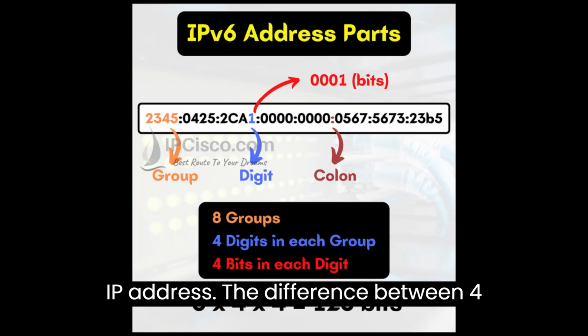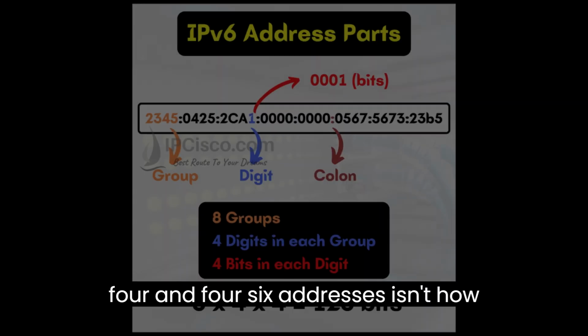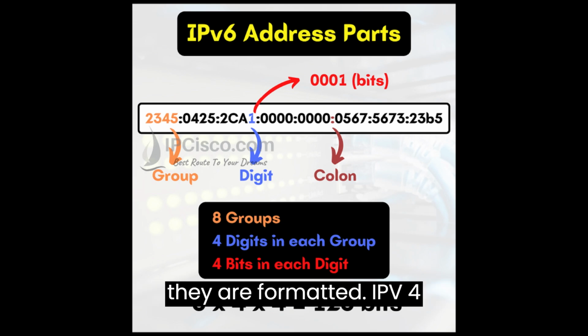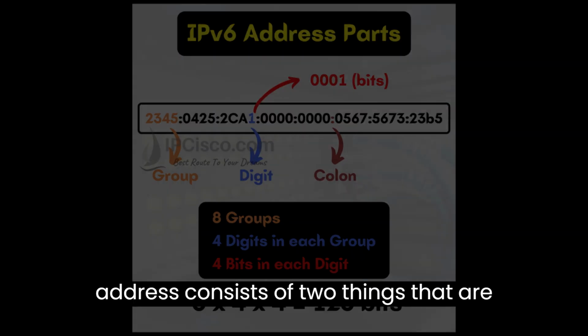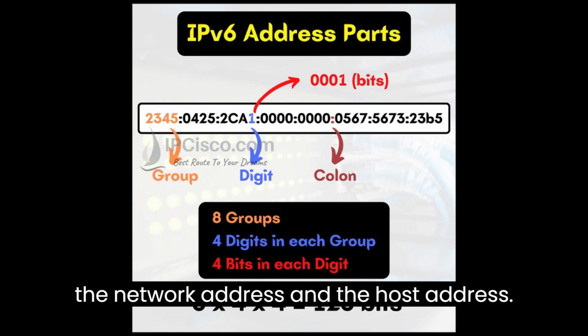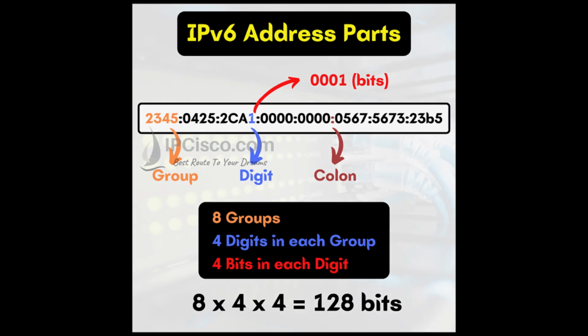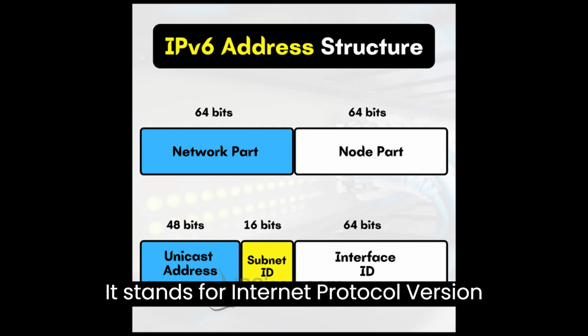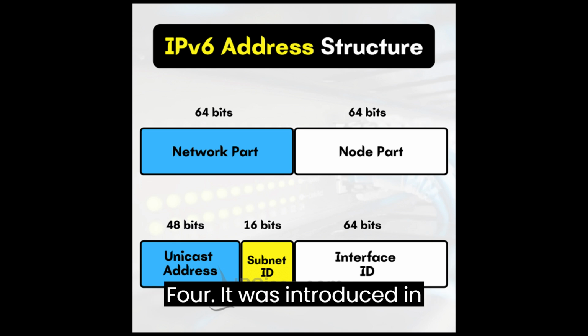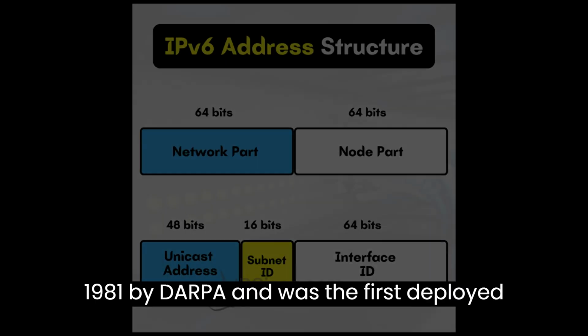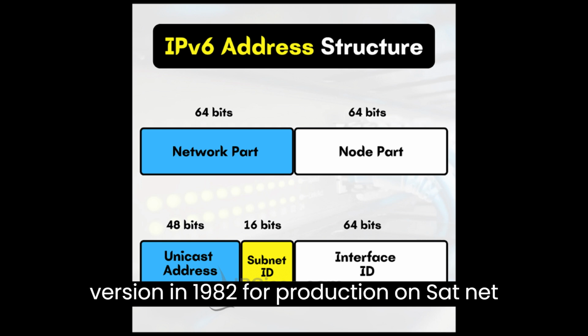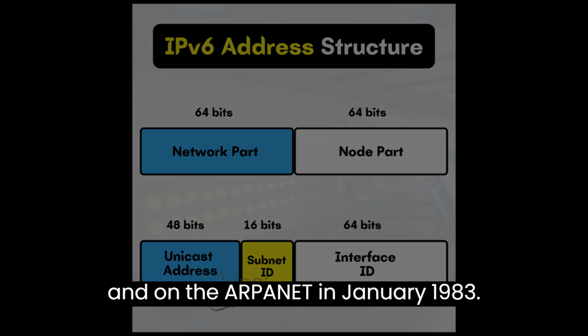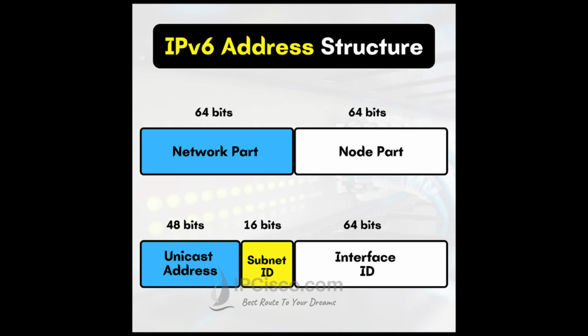The difference between IPv4 and IPv6 addresses is in how they are formatted. An IPv4 address consists of two things: the network address and the host address. It stands for Internet Protocol version 4. It was introduced in 1981 by DARPA and was first deployed in 1982 for production on SATNET and on the ARPANET in January 1983.